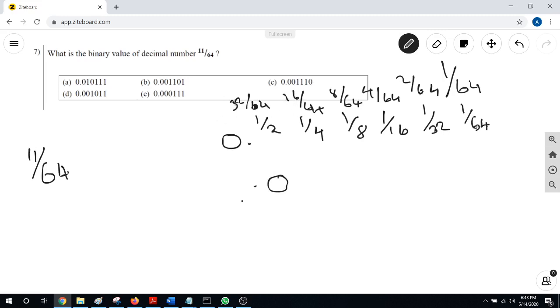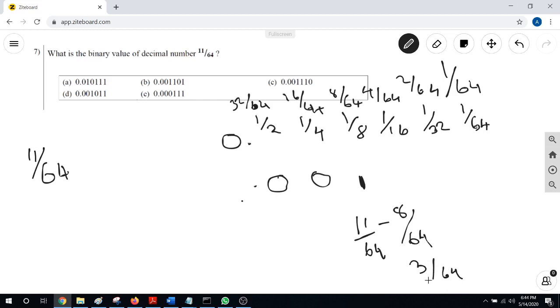Then we look at the second one, 16. Still 16 is bigger than 11. Therefore this is also going to be 0, right? Now we have 8. Now 8 is smaller than 11. Therefore we are going to have one of this value. That means we are going to have 8 divided by 64 in our binary value, right? Originally there was 11 divided by 64, and we have used 8 divided by 64. Therefore we want to find the remainder, which is 3 divided by 64.